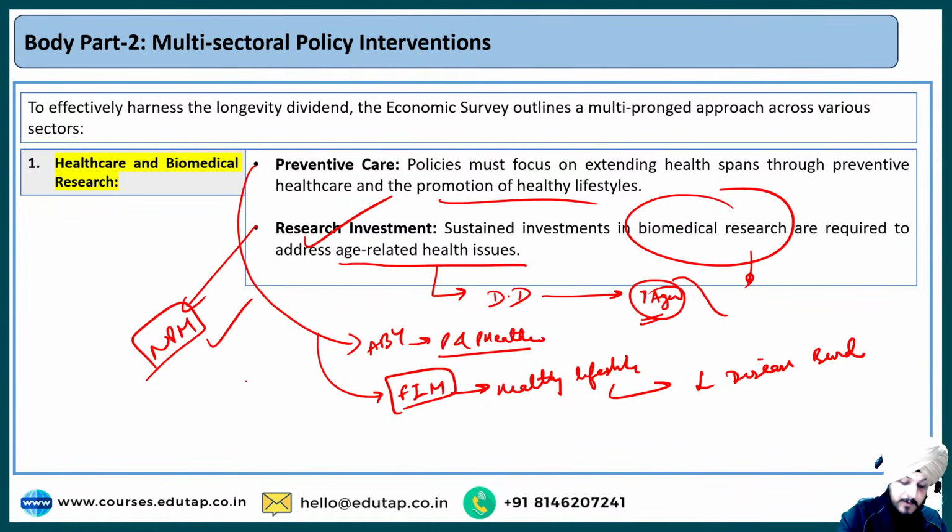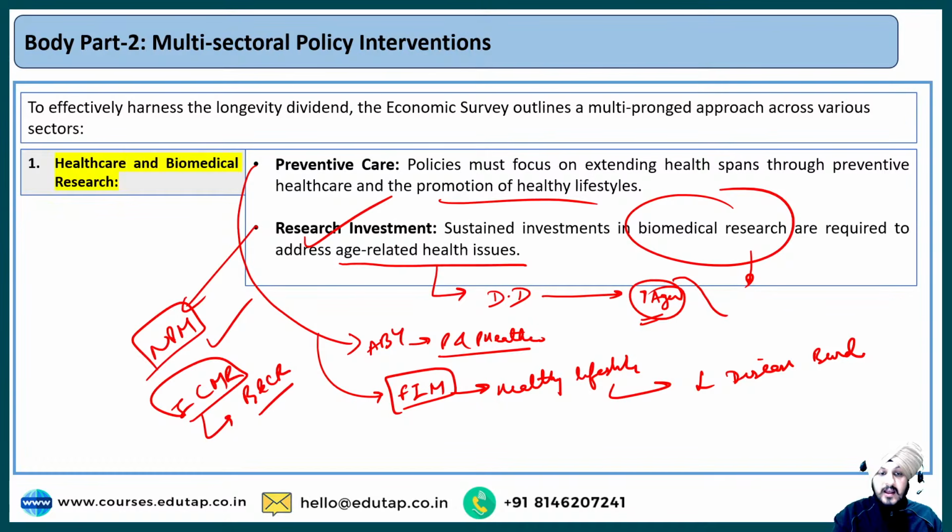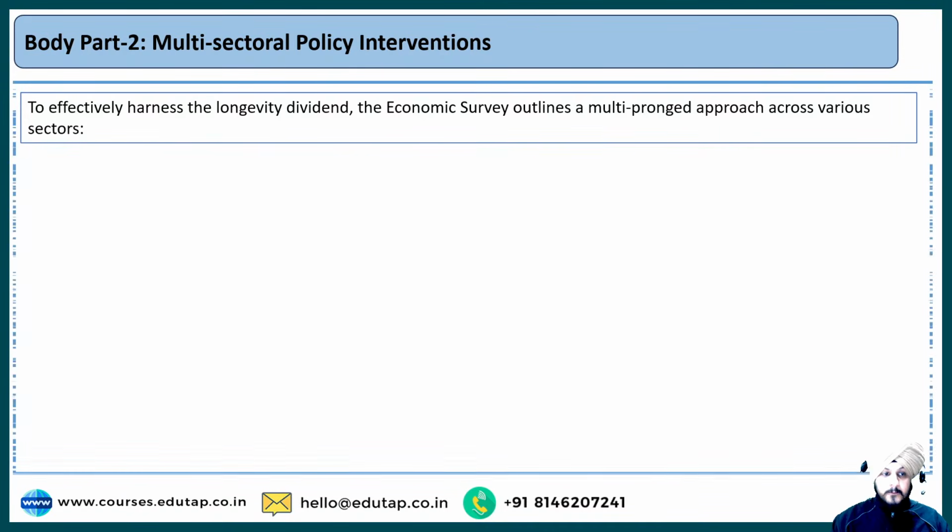You must have heard about ICMR, the leading institution that leads in biomedical and clinical research in India. We need to establish more such institutions, and through that promote more and more research and development in biomedical research, so that we can tackle these age related health issues in the future. So that is a priority as highlighted by the economic survey.